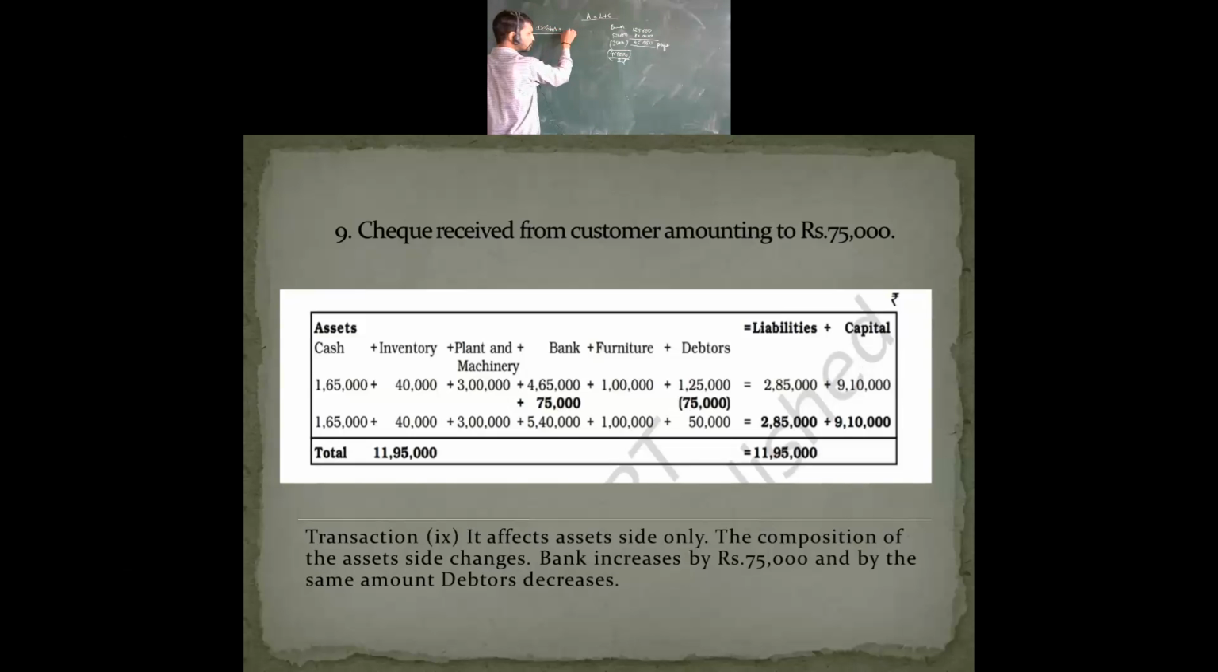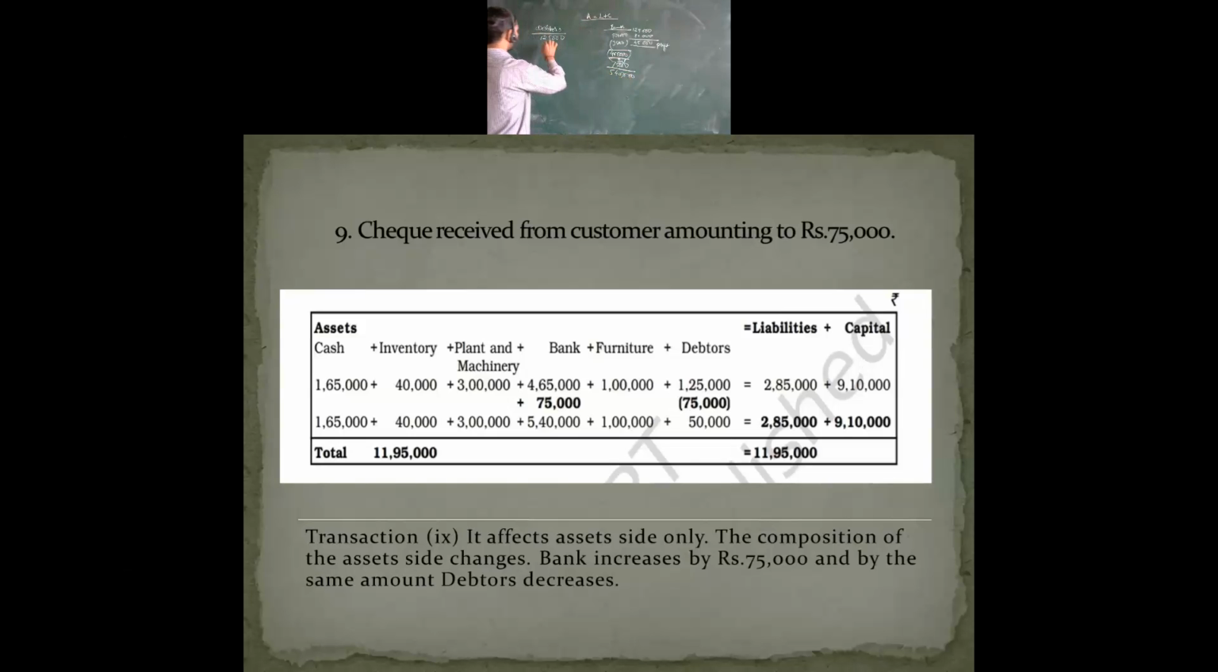Debtors were how much for you all? Previously, 1,25,000 debtors were there. In that you are receiving how much? 75,000, means in the bank the check has been received, means out of this 75,000 in the balance you can add up in this amount. If you add, this will be 5,40,000 now.